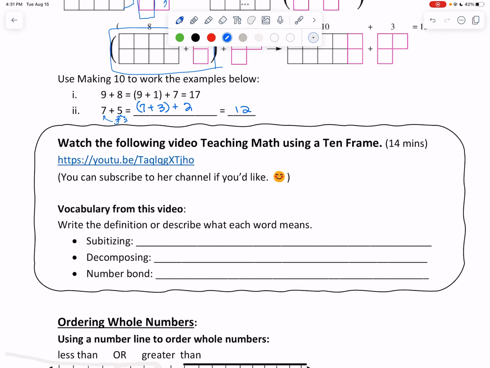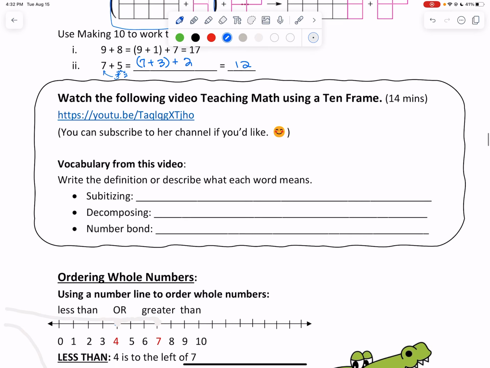So here's some more information about 10 frames. Before you get to class, you want to watch that video as well. She's got a really great channel, so if you want to subscribe to it, you can. I talked a little bit about what decomposing is, so I want you to write her definition down. Subitizing, what that is, and what in the world is a number bond. You'll see all that in that video.